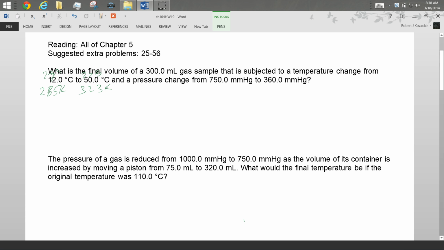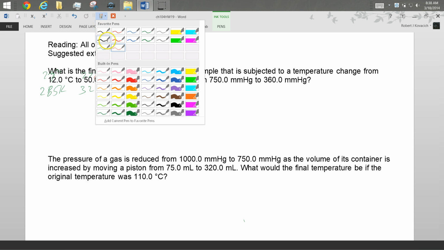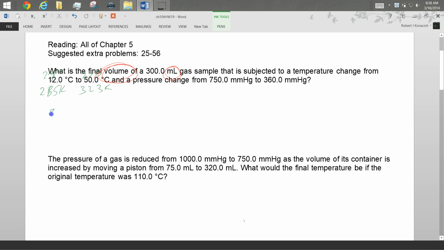Okay. What are we looking for in this problem? Yeah, we're looking for a volume in this case, right? So I'm looking for this volume, and the only unit that has volume in it is this milliliter right here. So I'm going to go ahead and start with that. I'll put 300 milliliters in the numerator right there, and that'll give me a volume unit.